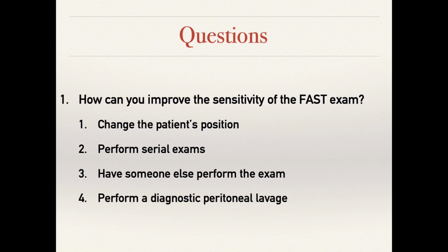How can you improve the sensitivity of the FAST exam? Now, these are not proven techniques. There's no big studies, but they do sort of make sense. If you change the patient's position, this may help improve the sensitivity of the FAST exam. Say you do Trendelenburg or reverse Trendelenburg, and you try to use gravity to move that blood into the space that you're evaluating. That may improve the exam.